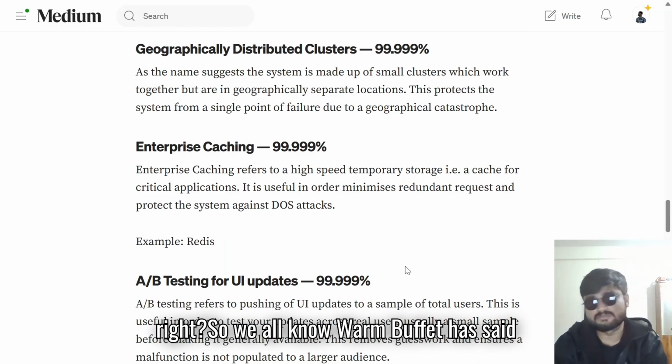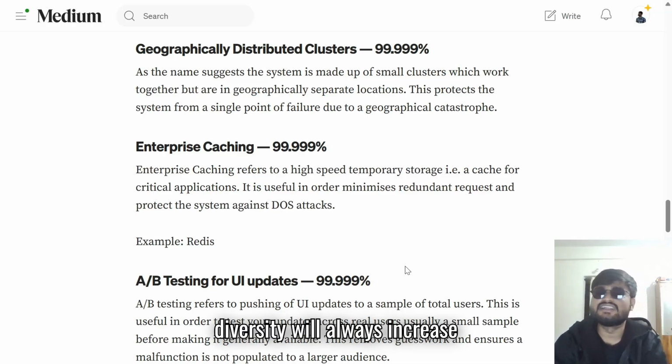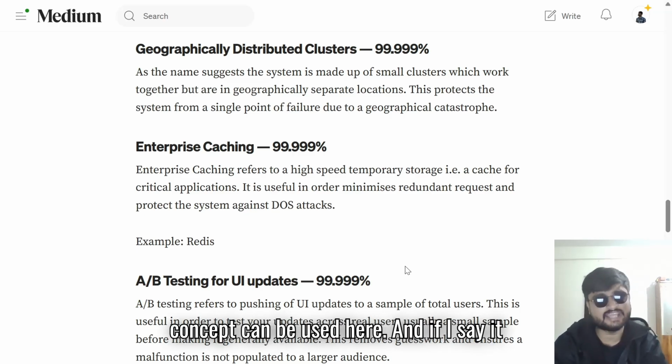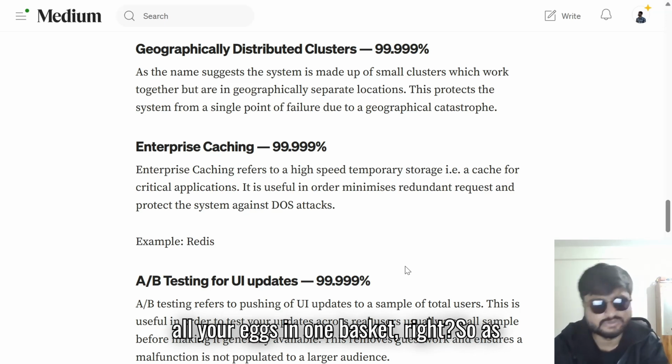So we all know Warren Buffett has said that basically diversity will always increase the security of your portfolio, right? Same concept can be used here. And if I say it like a fool, it basically means don't put all your eggs in one basket, right?